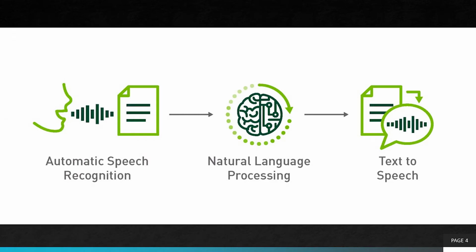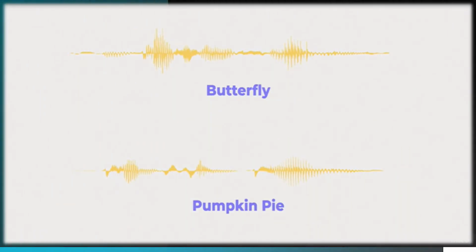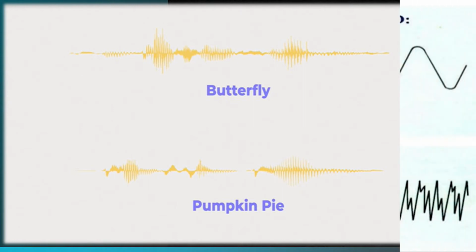Speech recognition is the first step in natural language processing, and it starts with sounds picked up by a microphone, which are turned into waveforms that look like an earthquake on a seismograph. For example, this is the waveform of the words butterfly and pumpkin pie. You can see that they're similar but quite different. And as seen in the previous example, speech and a nice speech are very close but different.